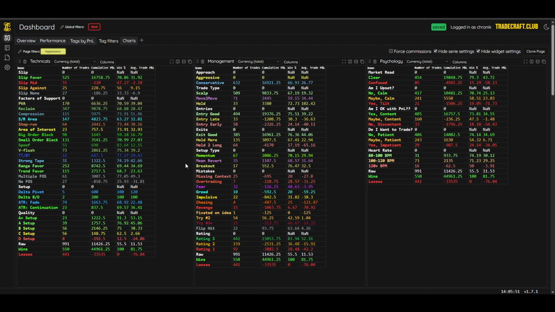Have enough factors of support sample size for this. 30 were 3-star, 216. Rating 1, 2-star, conservative, aggressive, or mixed. Both are making money. It doesn't seem to matter. Perfect entry, 27,000. Or 27, I'm sorry.